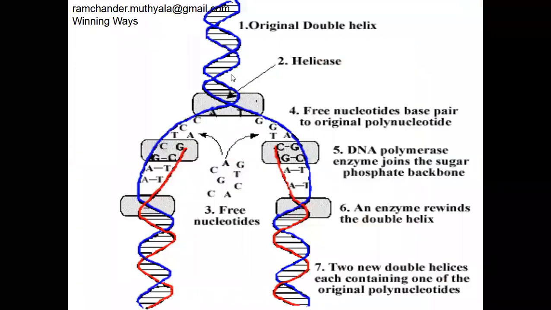Finally, from one parental DNA, two daughter DNAs are formed. In these two daughter DNAs, 50% of the genetic material comes from the parental DNA, and the remaining 50% of DNA is synthesized with the help of DNA polymerase 1 and DNA polymerase 3 enzymes.